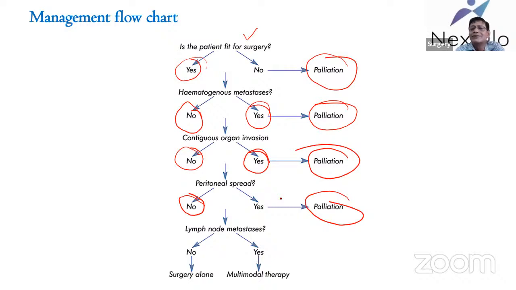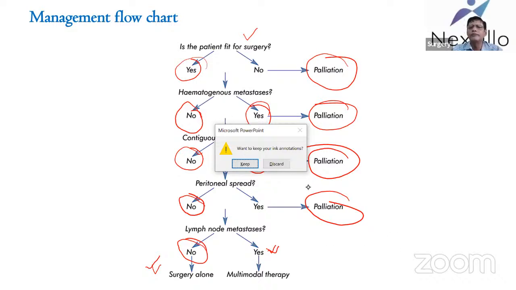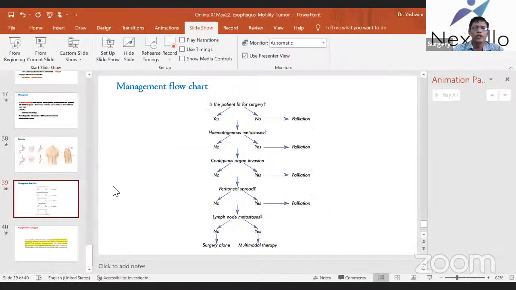Then lymph node metastasis is checked. No lymph node metastasis, surgery alone. Lymph node metastasis, multimodal, meaning thereby surgery plus chemotherapy, surgery plus radiotherapy, or surgery plus chemoradiation. All three modalities. This is the flow chart of the management. So this is it, guys, for the surgery part of it. And with this, we are going to end our session for today.